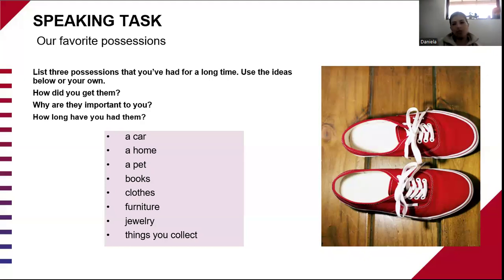So tell me, which is your favorite possession? How did you get this possession? Why is this possession important to you? And how long have you had this possession? All right. Share that with me and let me know how these things are important to you. Okay.